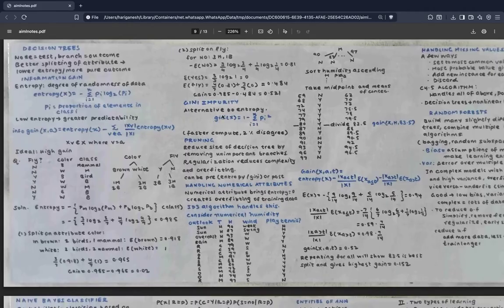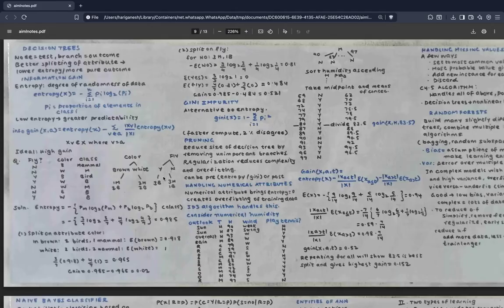Gini impurity is an alternative to entropy. It's practically a similar formula, 1 minus summation of pi squared. The only difference is a faster computation process. There's a 2% disagreement rate, which doesn't really matter. Pruning: we reduce the size of a decision tree by removing unimportant branches. Regularization reduces complexity and overfitting. That's all. Next is handling numerical attributes.